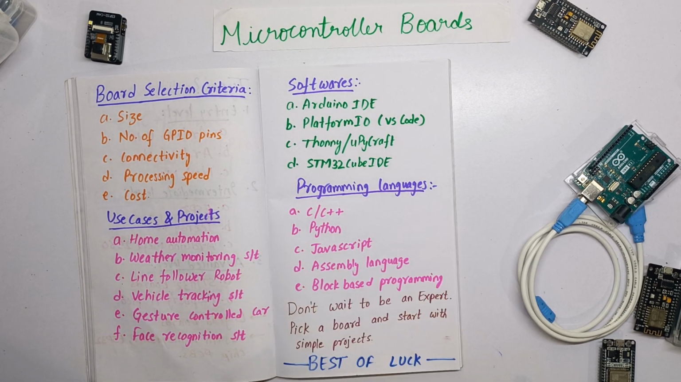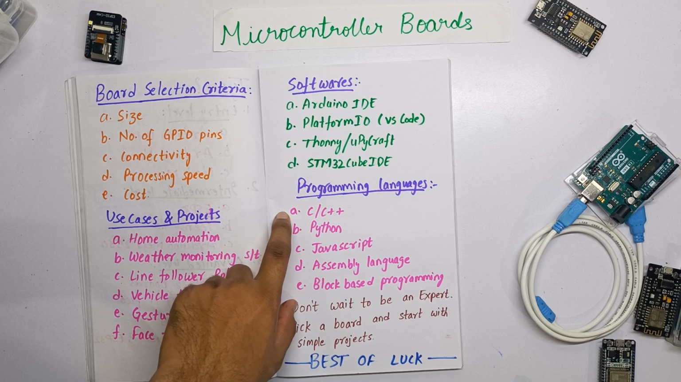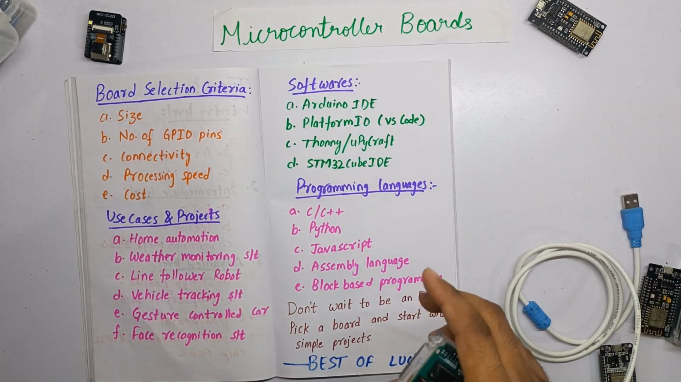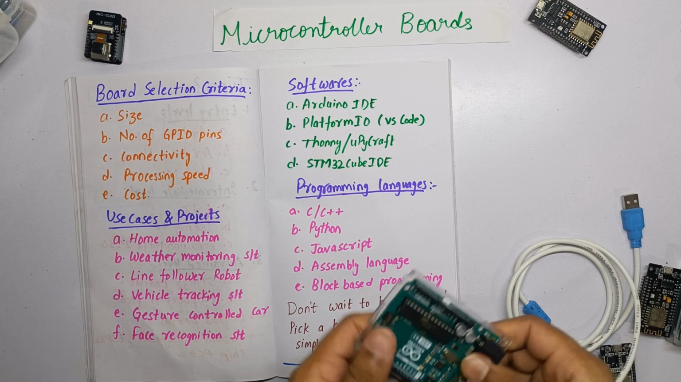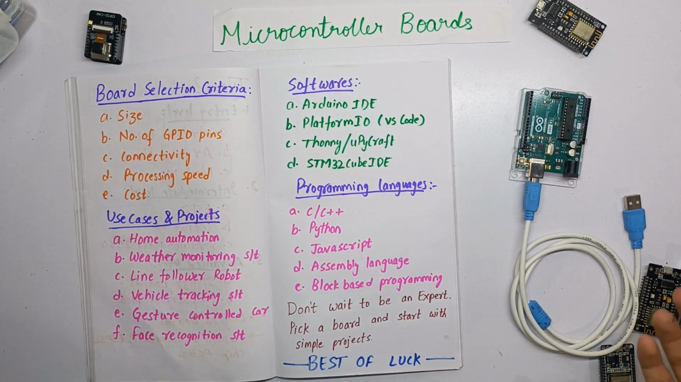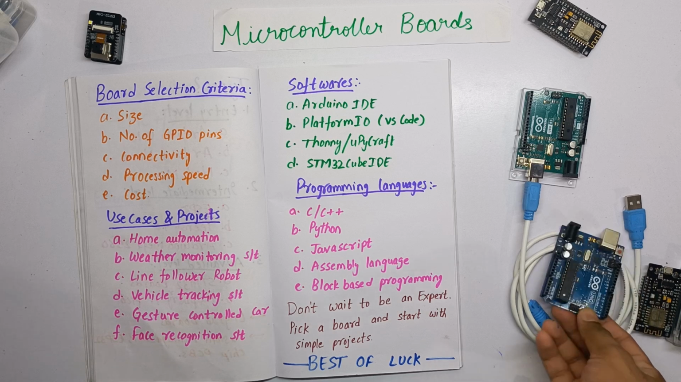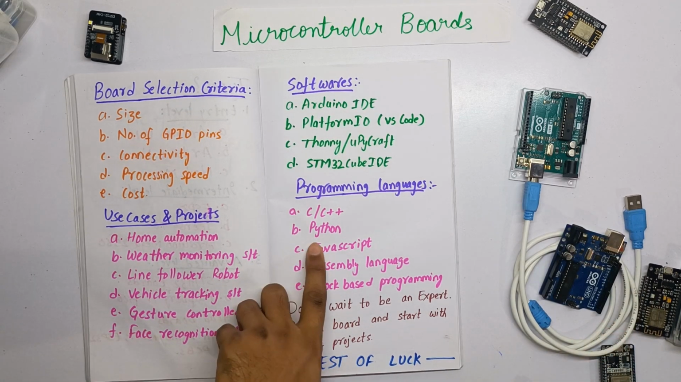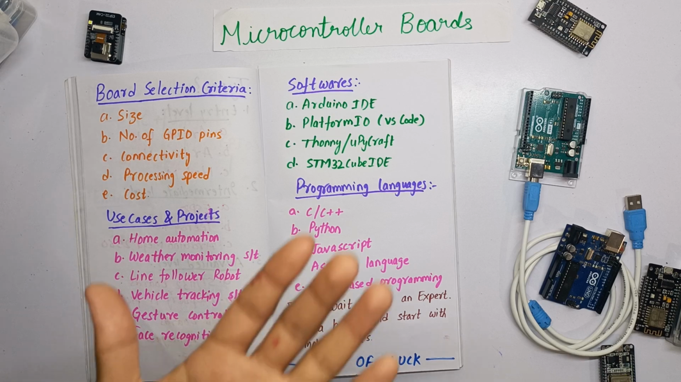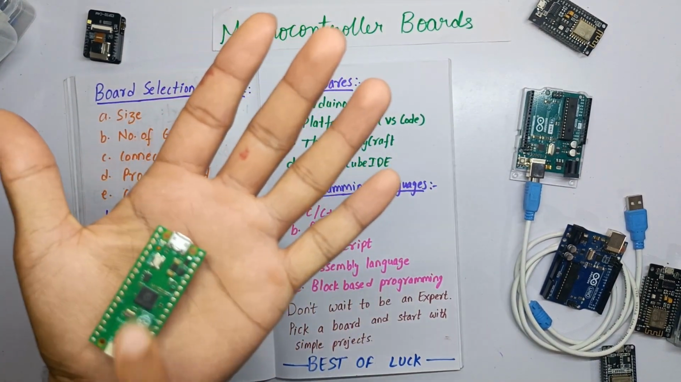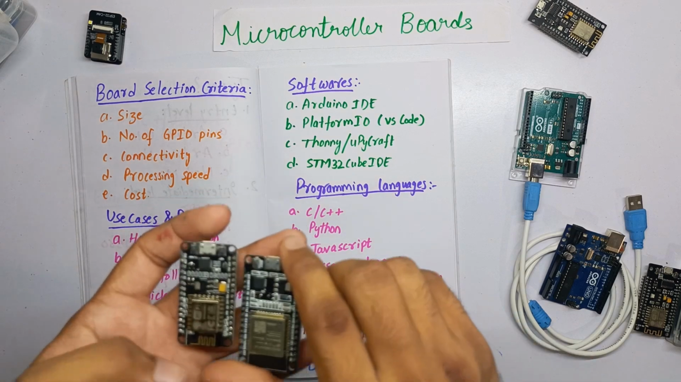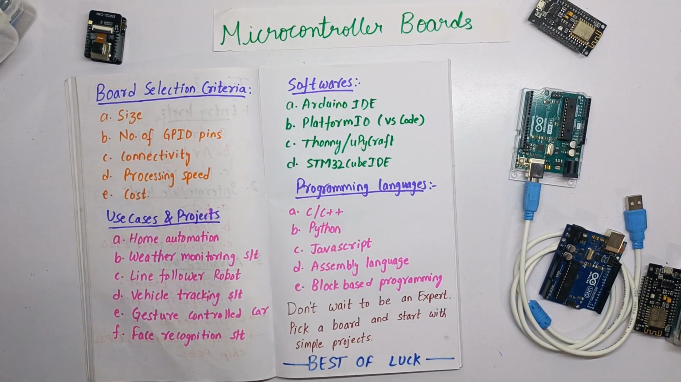Coming to the programming languages, we have C and C++. We use them basically in most of the microcontroller boards, such as Arduino boards, ESP boards, etc. And coming to Python, we use MicroPython to program boards such as Raspberry Pi Pico, and we also use Python to code ESP8266 and ESP32 sometimes.